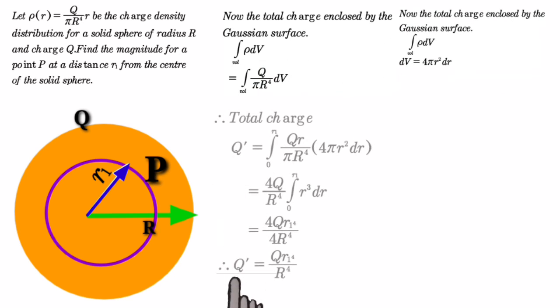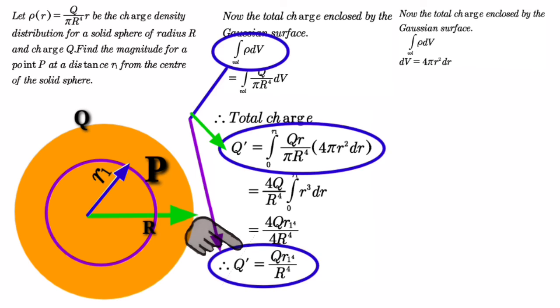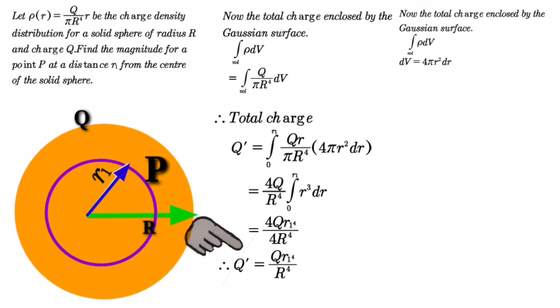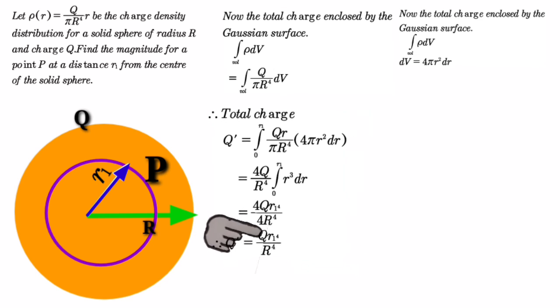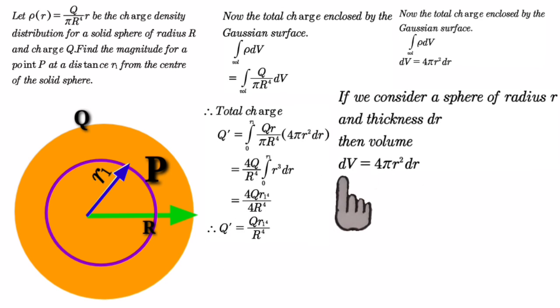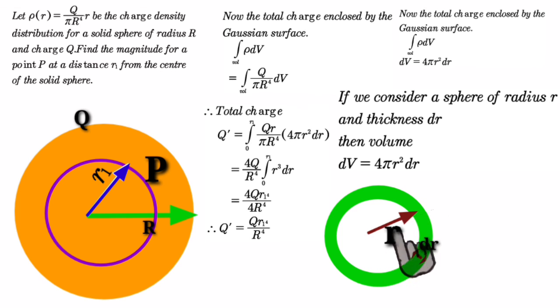Therefore, volume integration of rho dV gives Q small r1 to the power 4 divided by capital R to the power 4. Now the question is how dV is equal to 4 pi into small r square into dr. See in the figure where we consider a sphere of inner radius small r and thickness dr. Then the volume is equal to area into thickness, which gives 4 pi r square into dr. Therefore, we can write dV is equal to 4 pi r square into dr. Always remember that the thickness dr is very small, that is dr tends to 0.